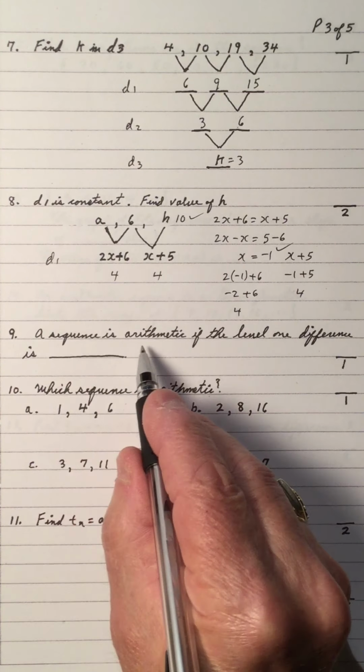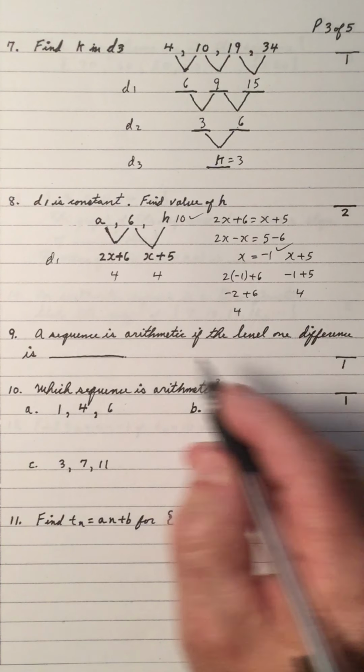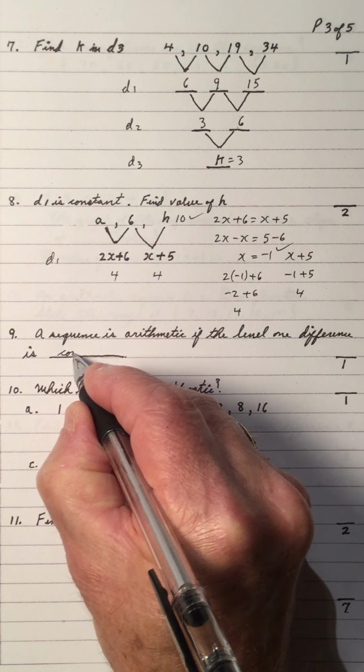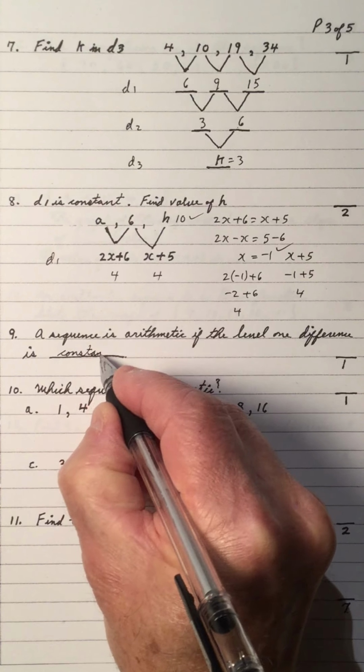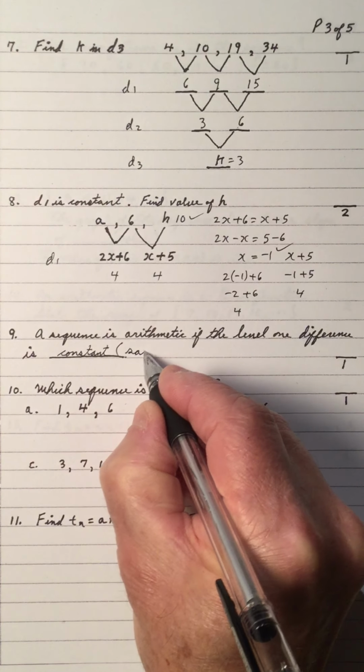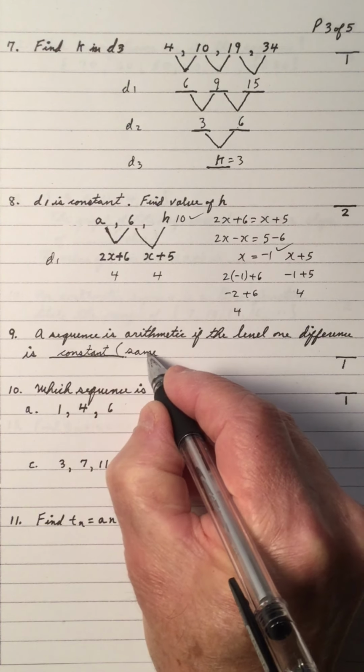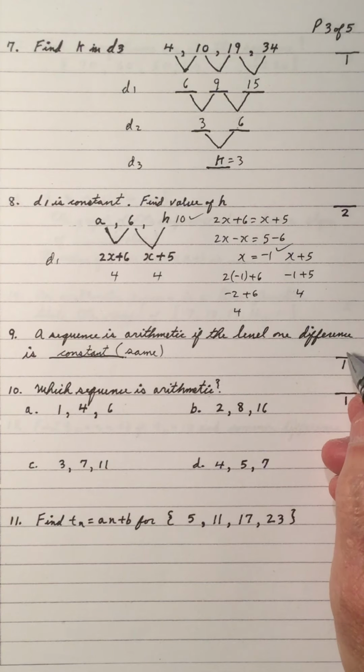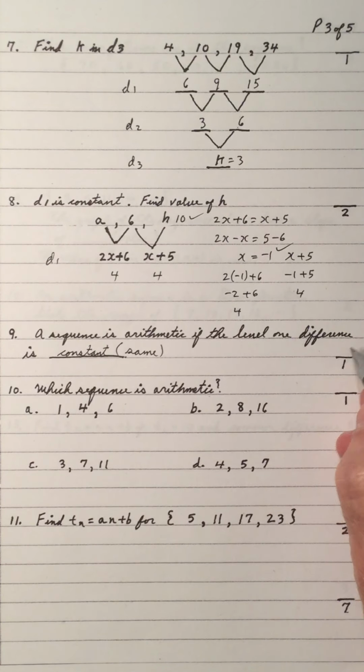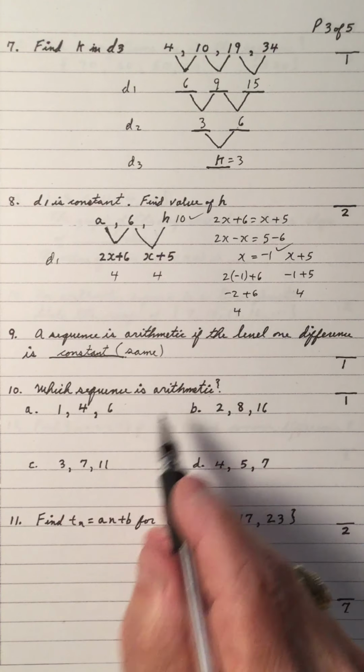Number 9, a sequence is arithmetic if the level 1 difference is constant, or you could also say if the level 1 difference is the same. Constant or the same, either word will do. Give yourself a mark. Which sequence is arithmetic?